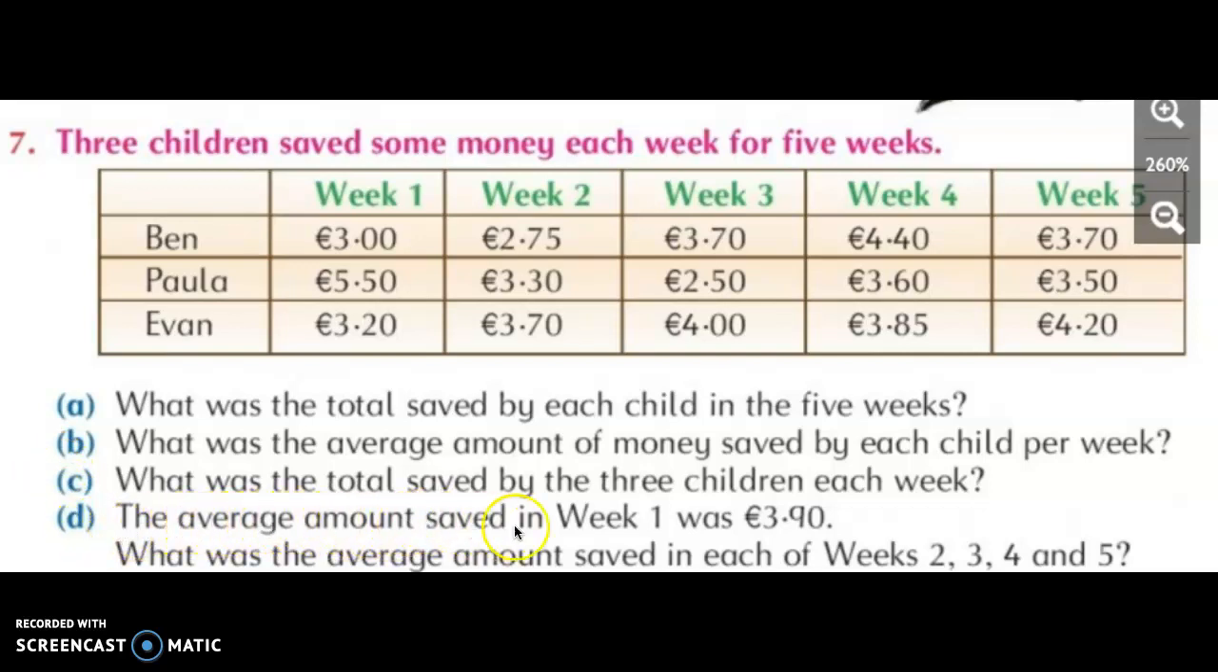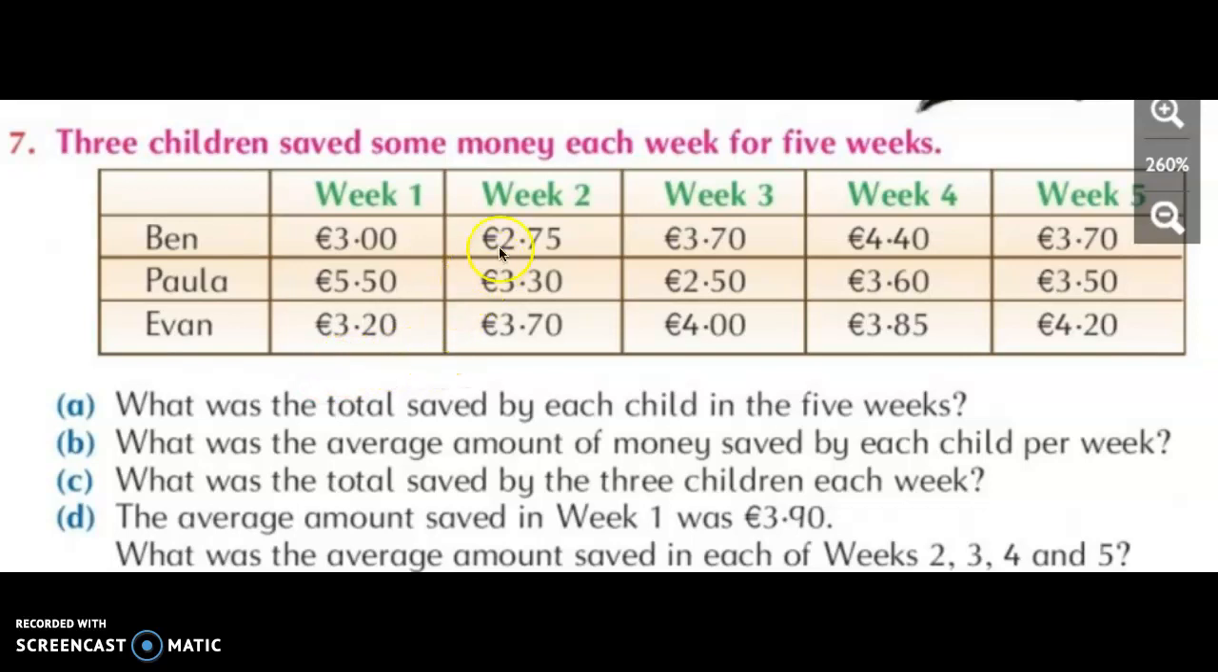The average amount saved in week 1 was $3.90. What was the average amount saved in each of weeks 2, 3, 4 and 5? So for example, to find the average saved in week 2, we add $2.75 for Ben, $3.30 from Paula and $3.70 from Evan, which you've already done in question C.